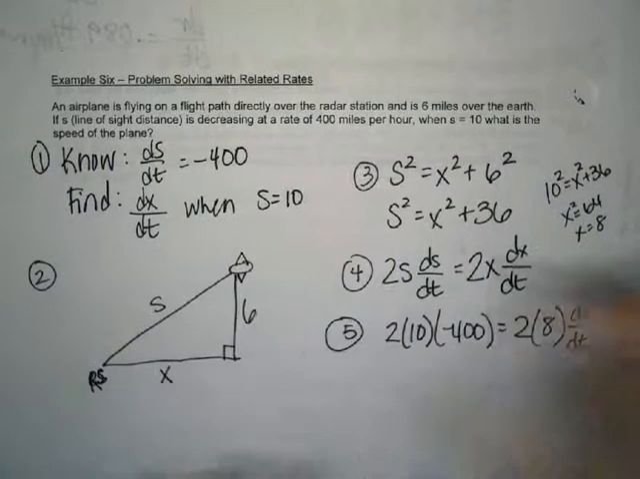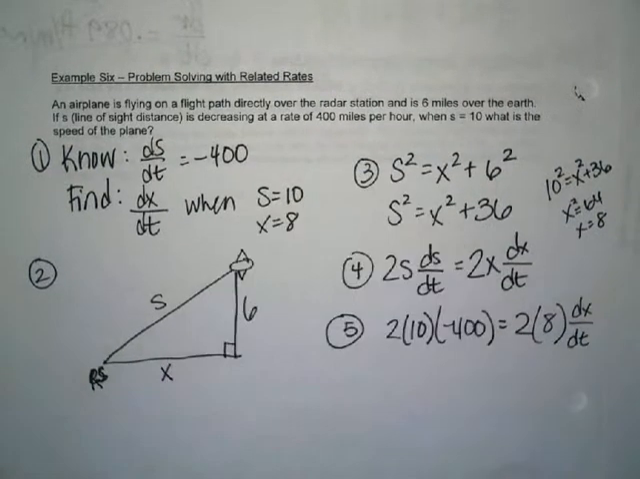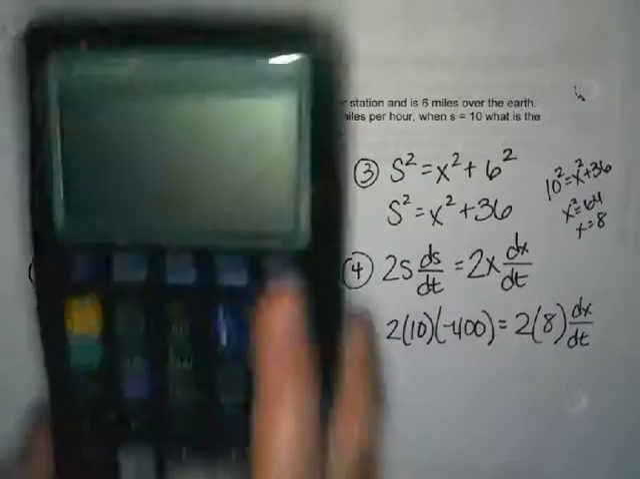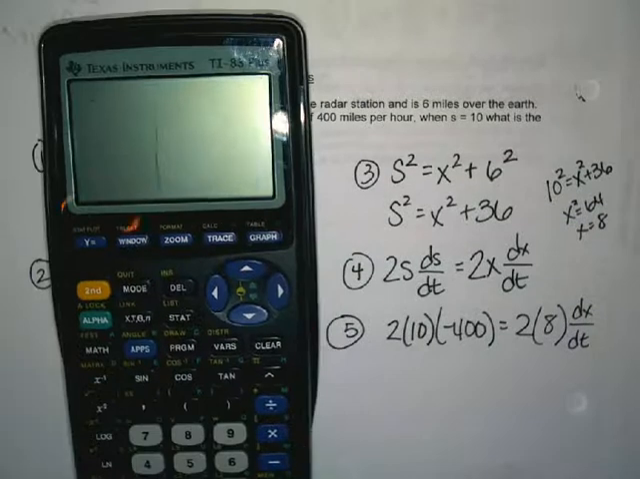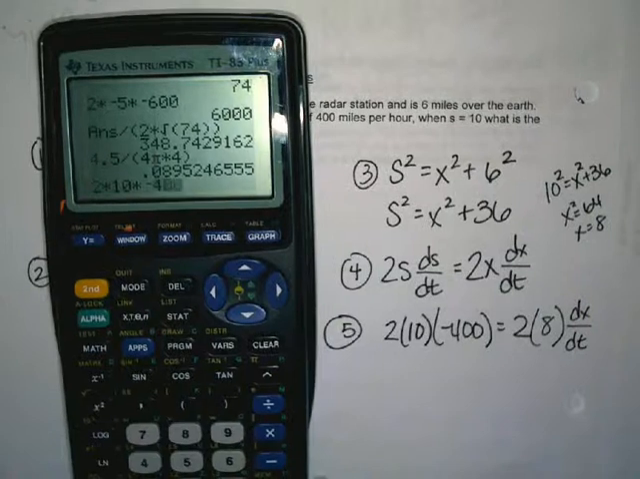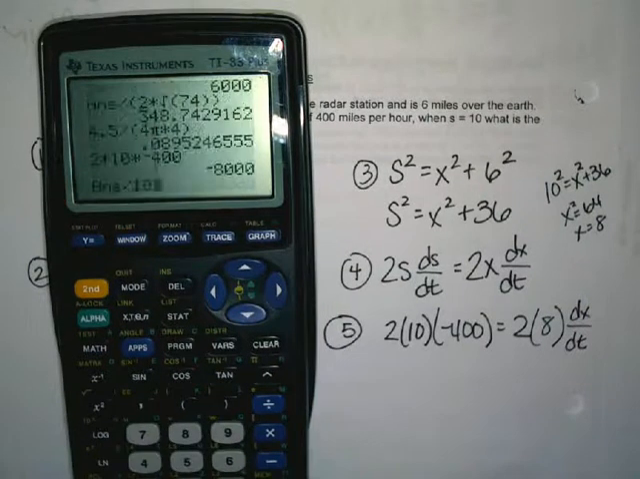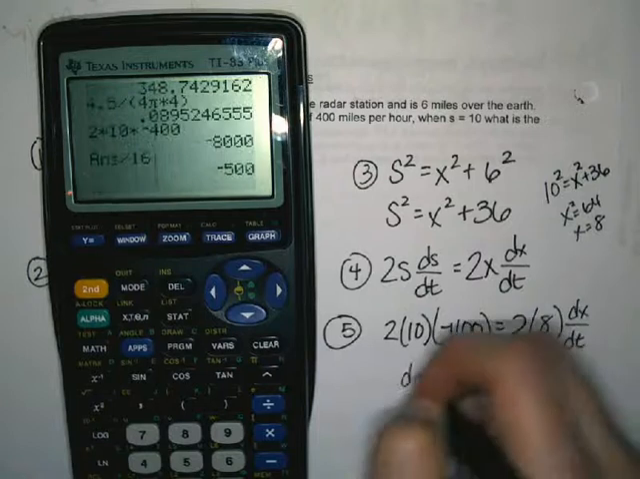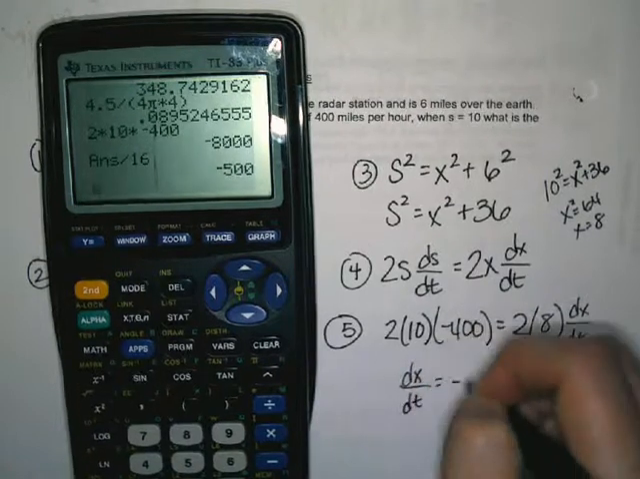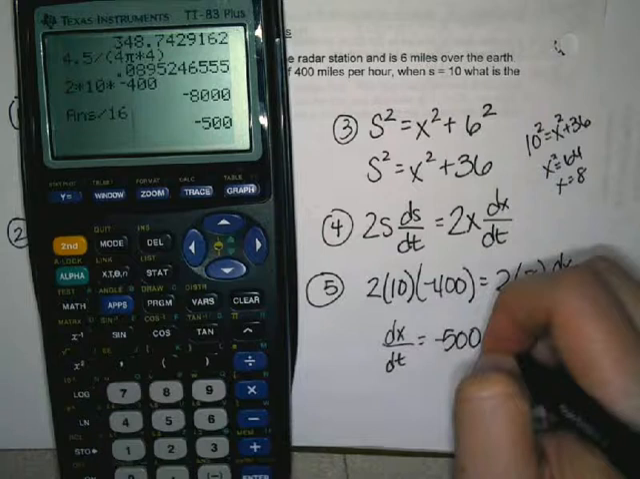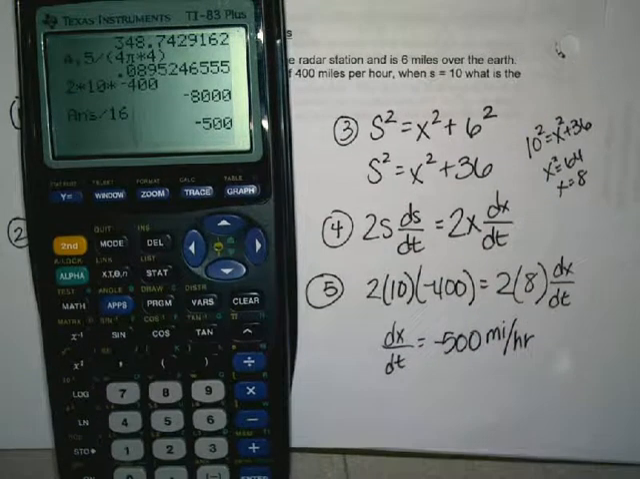It might be good when you find that to put that under what you had, like when s is 10, x is 8, because you need both for your final step. And then we're just multiplying stuff together. So 2 times 10 times negative 400, all divided by 16. And what are the units here? Miles per hour. And this is how fast the plane is going. Is that a logical answer for the speed of the plane?